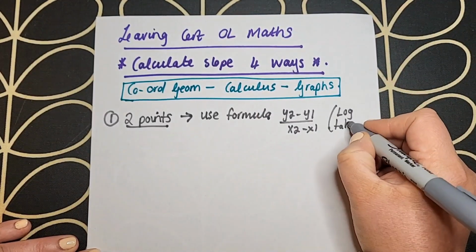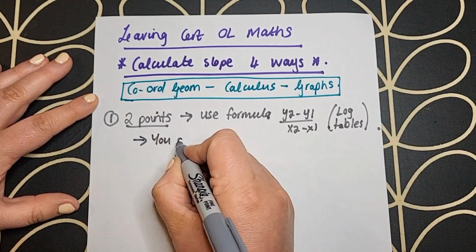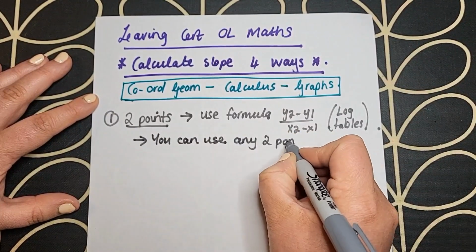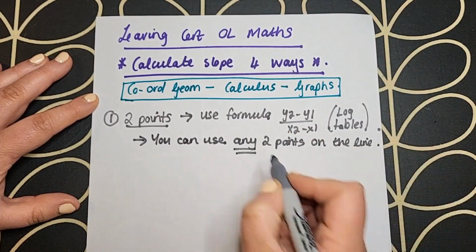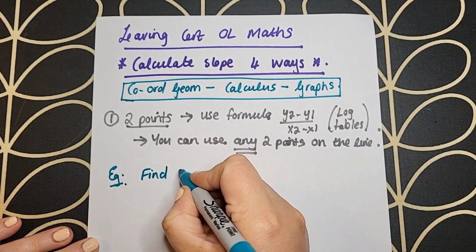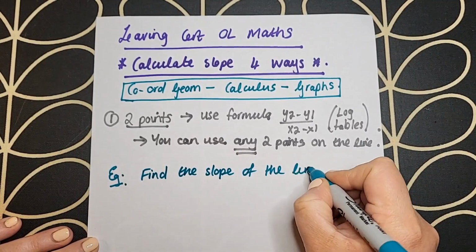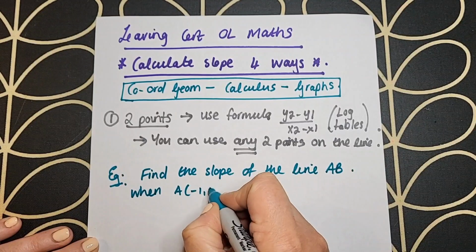So let's look at the first method. You have 2 points. You're going to use the formula y2 minus y1 over x2 minus x1, and that is in your log table, so you don't have to know it off by heart. And really and truly you can use any 2 points on that line. It doesn't matter which 2, any will do.